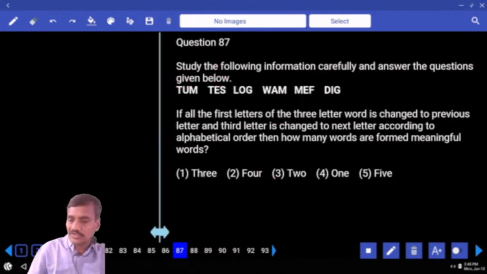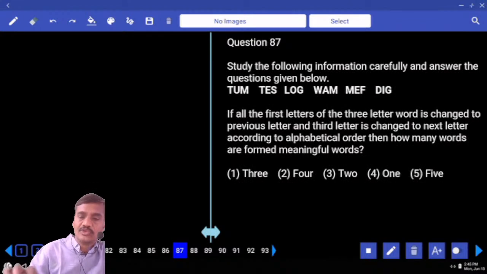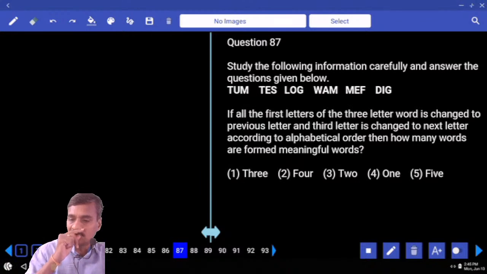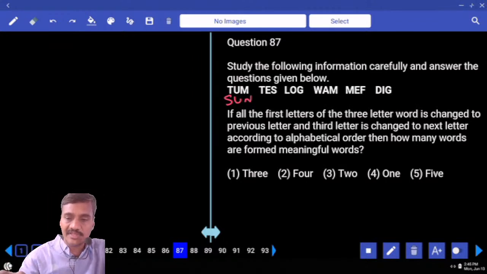Then 87 onwards, it is based on a set of words. If the first letter of each 3-letter word is changed to the previous letter and the third letter is changed to the next letter, how many words are found meaningful? Now S, U, and for M it is N plus 1. First letter minus 1, last letter plus 1. Here S and this is T, S, it is set.